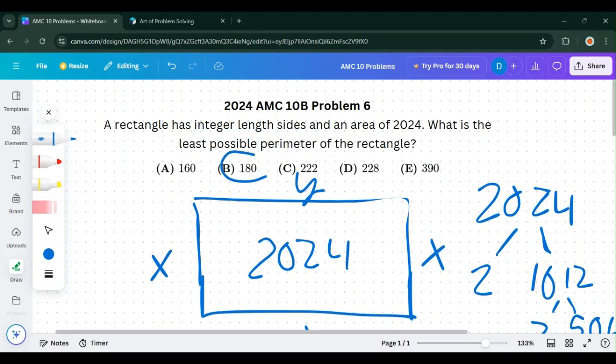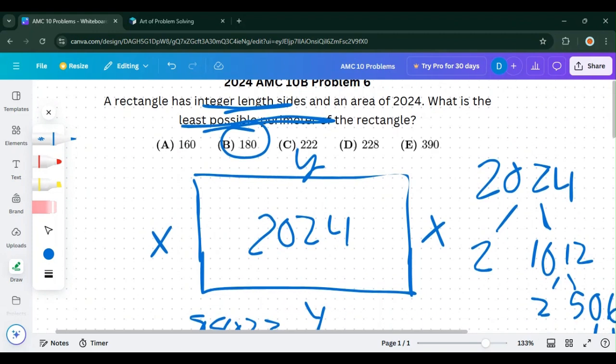That's the least. There are some important concepts to keep in mind when solving this problem: we're finding the least possible perimeter, and the side lengths are integers. To minimize the perimeter, we want to make sure that the difference between both of the integer side lengths is as small as possible. So that's how you solve this problem.